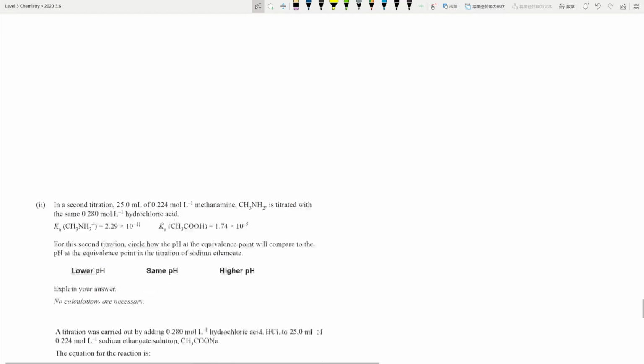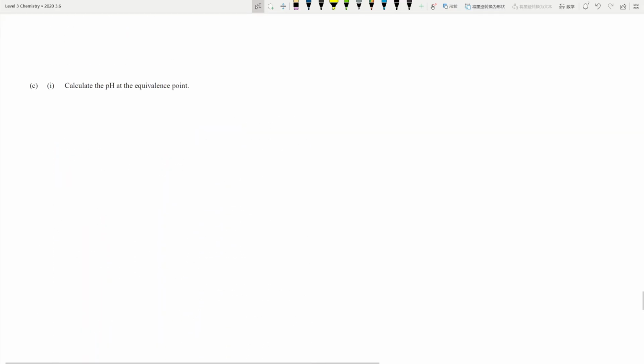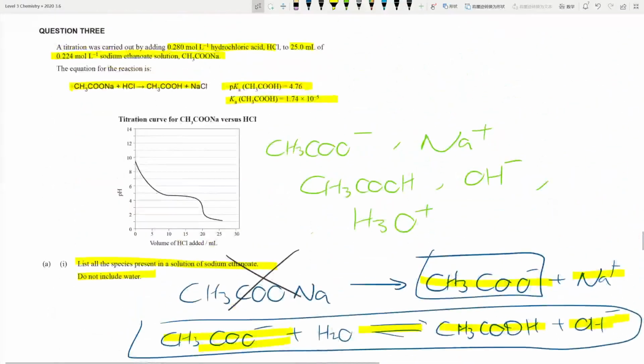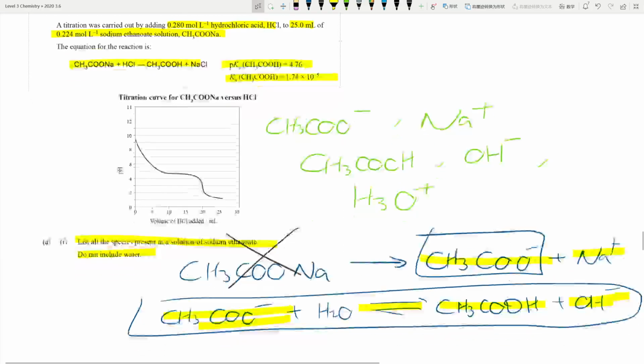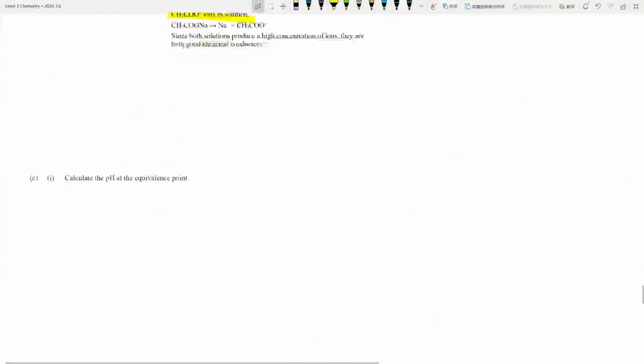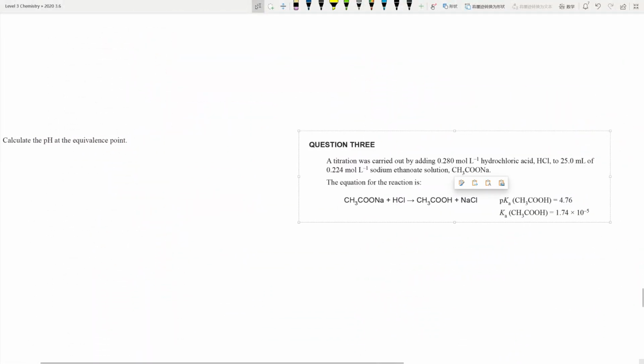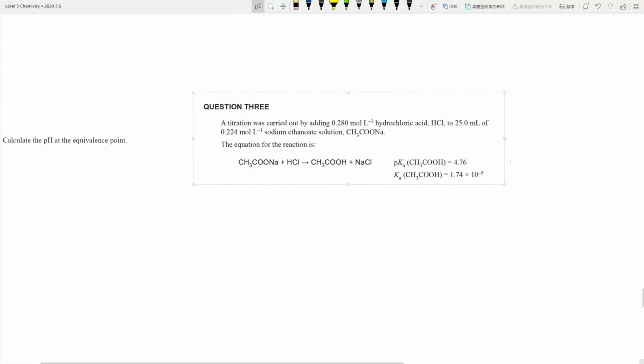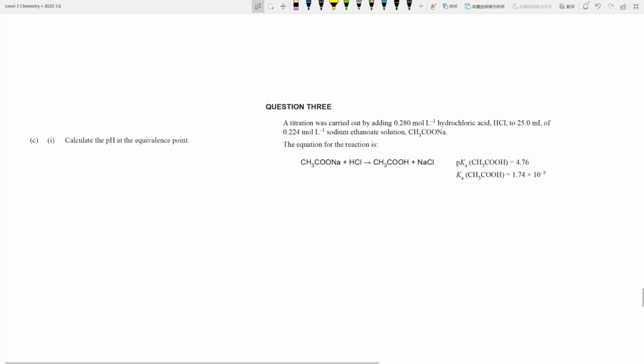Now, next one, calculate the pH at equivalence point. Oh Lord, I need all of these concentrations. I'm just gonna copy this. Can I just copy this? Yes. Copy and paste. Yes, genius. The master, the legend of copy pasting. You know, that's gonna work well for you for level 2, level 3 organic.